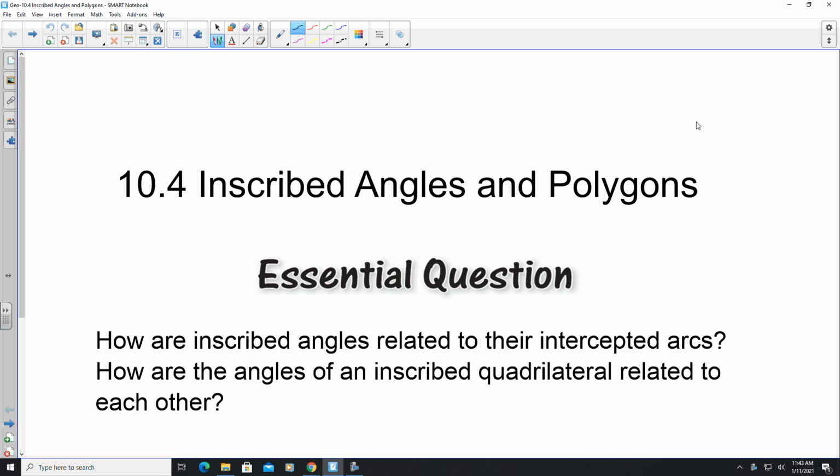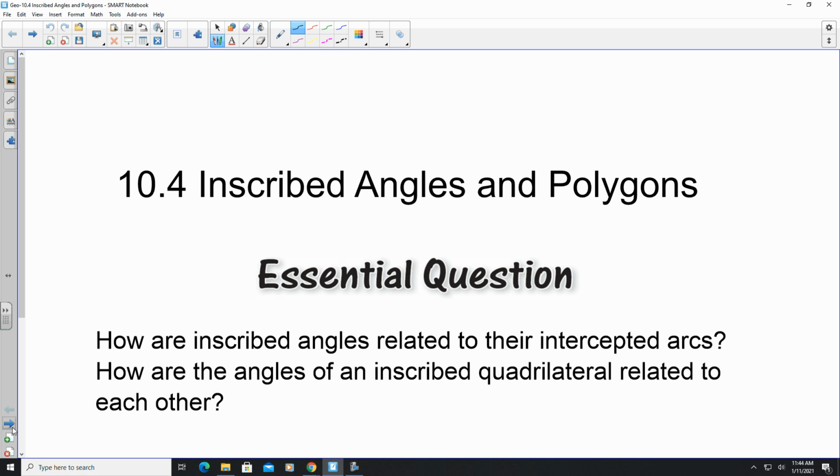In this lesson, we're going to be looking at section 10.4, where we're going to be looking at inscribed angles and polygons. So the first portion of this, we're going to answer the question of how are inscribed angles related with respect to their intercepted arcs. And also, we're going to look at angles of an inscribed quadrilateral and how they are related to each other.